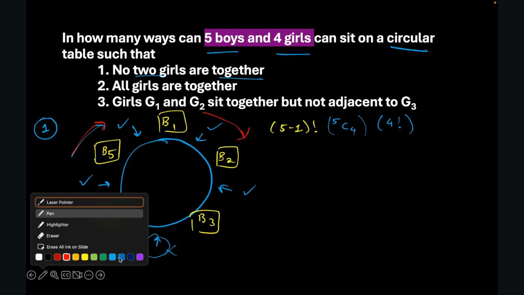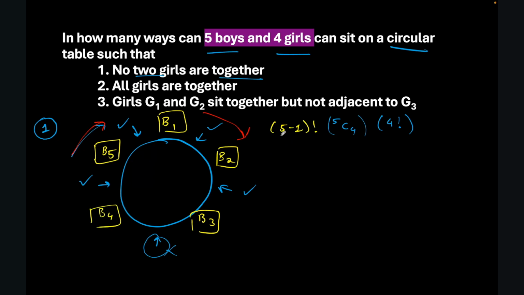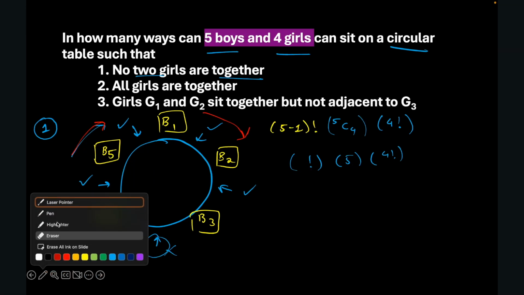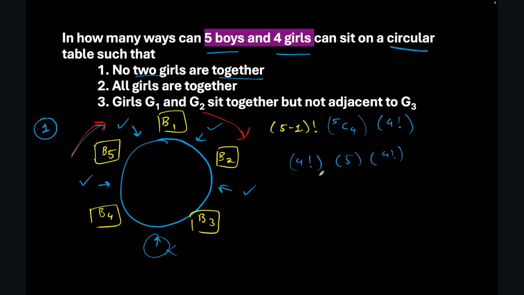Now let's simplify this a little bit, and I'm not going to write the final answer, but you can kind of figure it out. 5 factorial, 5C4 is 5, and we have 4 factorial. And now 4 factorial times 5 is just 5 factorial, or no, sorry, this is 4 factorial, I'm so sorry. So we have 5 factorial times 4 factorial. Okay, that's our final answer.